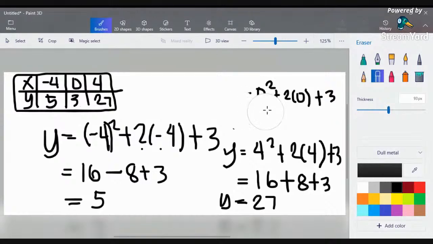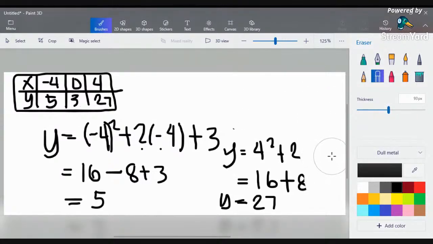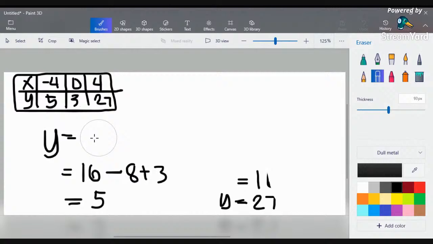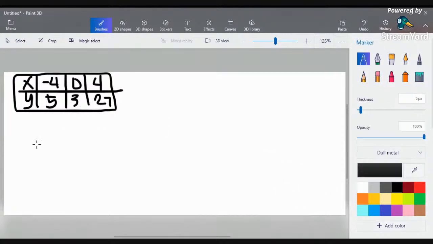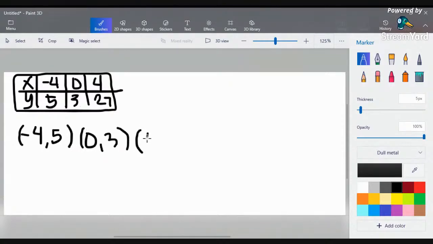Now, let's represent the function in other forms. The different kinds of forms we discussed earlier: according to table, according to ordered pair. According to ordered pair, we can write it as (-4, 5), (0, 3), and (4, 27). That is how we write it as ordered pairs.